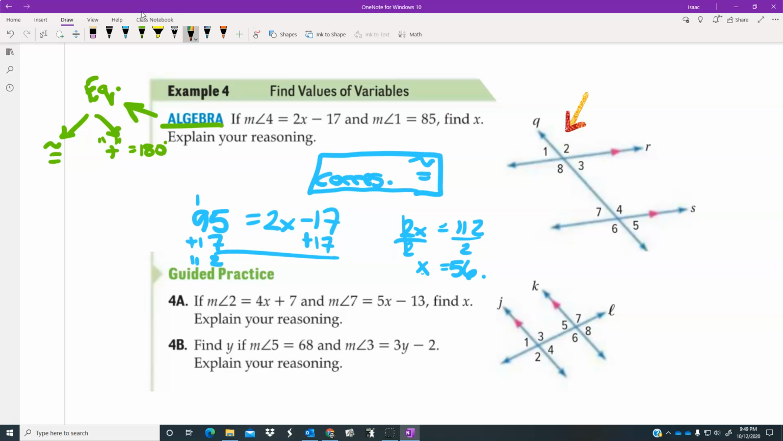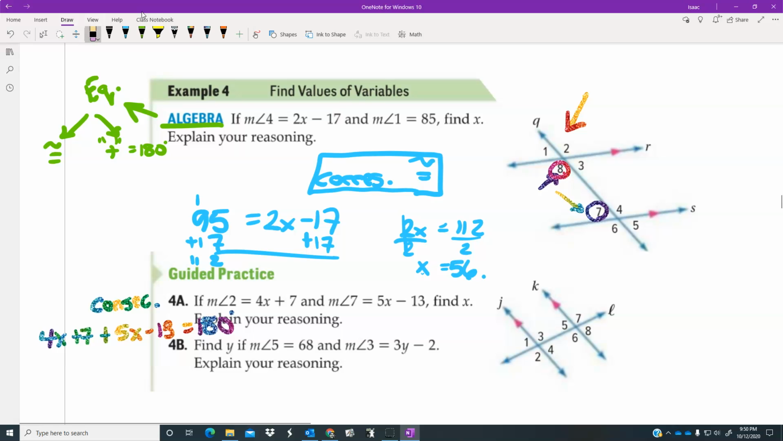Here's 2. Here is 7. Ooh, 2 and 7. And those are not a direct relationship to each other. But I bet you 2 is the same as 8 because they're vertical angles, right? So now I could be relating 7 and 8 to each other, and those are consecutive angles. And based on our chart up above, consecutives add to 180. So 4x plus 7 added to 5x minus 13 would equal 180 degrees, and you're off to the races.